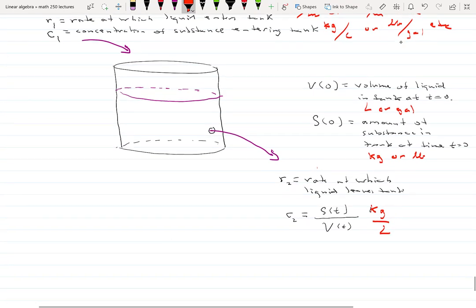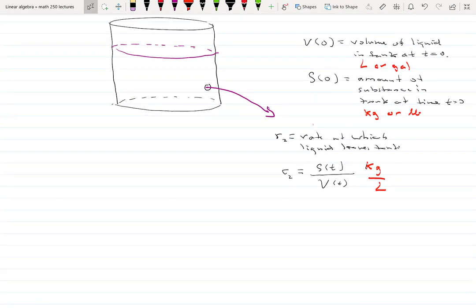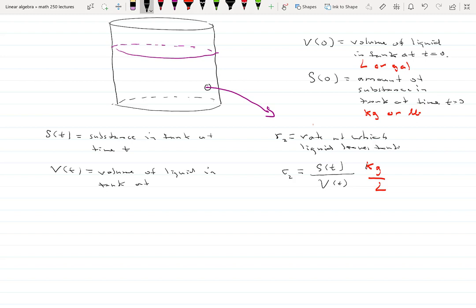Okay, so what we're going to do is set up what's called a system of differential equations. This is making it sound much more complicated than it is. We have two differential equations that are satisfied. One is going to be satisfied by S of t. S of t is the amount of substance in the tank at time t. And another differential equation is going to be satisfied by the volume of the liquid in the tank. So V of t is the volume of liquid in the tank at time t.